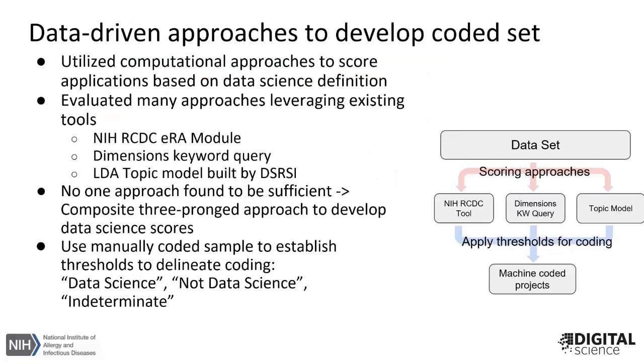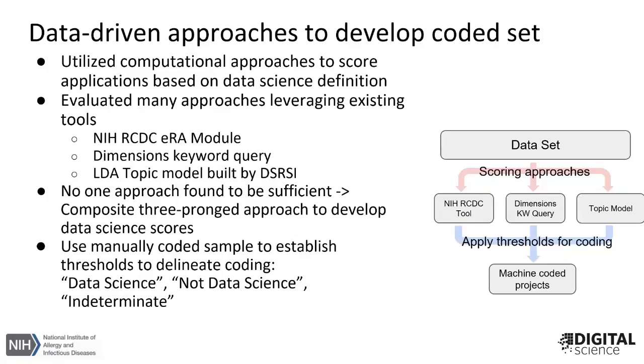So what we're doing here is we're really trying to say, let's have a computational approach where we can score applications based on this definition of data science that we've come up with. We evaluated a lot of different tools to try to do this, and we ended up settling on the three I've highlighted here. Very quickly, the NIH RCDC tool is a tool which allows us to apply RCDC fingerprints to NIH applications. We identified 3 RCDC categories that overlap well with our definition, and so we used the scores from those 3 RCDC categories as our weight for that one. Dimensions keyword query. For those who don't know, Dimensions is a part of Digital Science, and I'll talk more about it in a few slides.